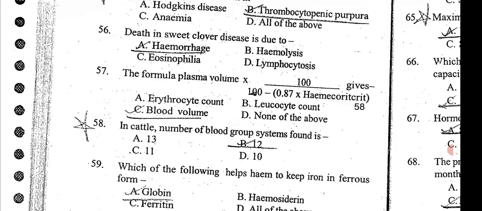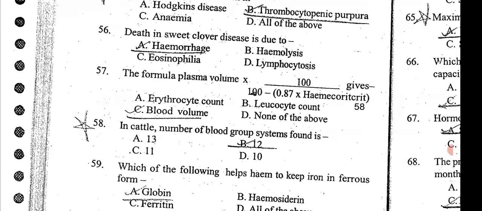On centrifugation of the blood, the plasma volume is approximately 50%. 50% of the total blood volume is plasma. In cattle, the normal number of blood group systems found is 12. There are 12 blood group systems, and the formula of 100 by 100 minus 0.87 into hematocrit into plasma volume gives blood volume.